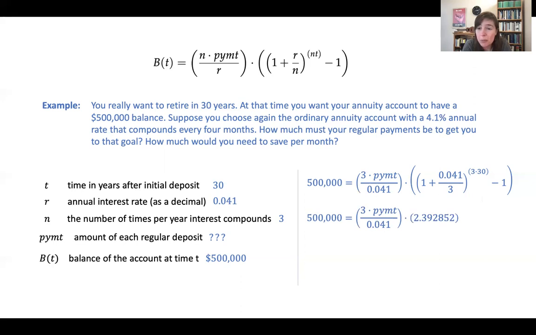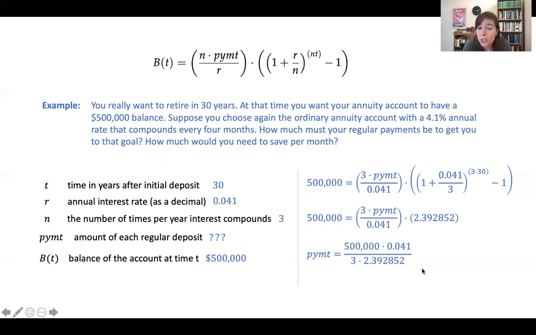All right, now we're in a better position. Now, in order to find the payment, we've got to isolate it. So we should divide both sides through by this 2.392852. And then we should divide both sides by 3 to get rid of the 3 on this side. And then we should multiply both sides by 0.041 to get rid of the 0.041 on the right side. And if we do that, then we've got that the payment is going to be this $500,000 times 0.041 divided by 3 times 2.392852.